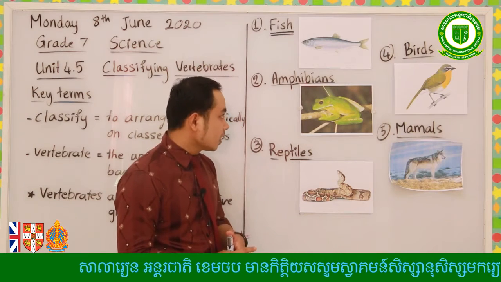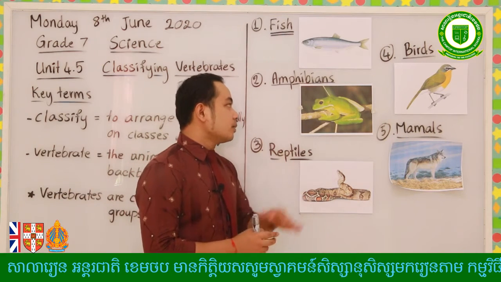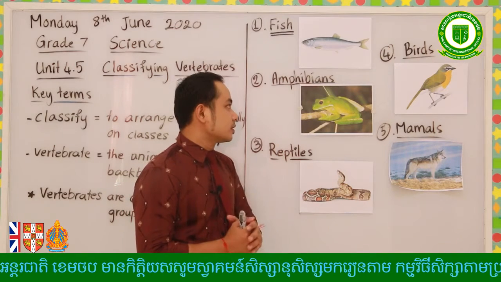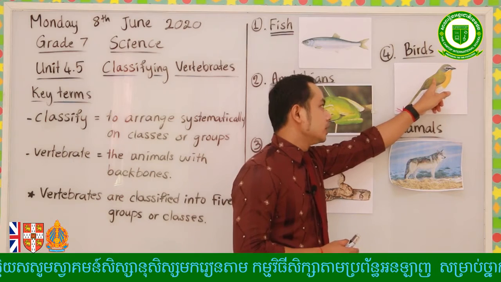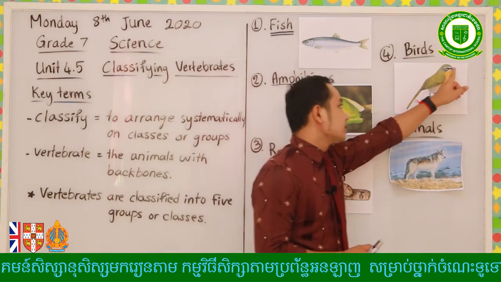Okay. Number 4, we are talking about birds. Birds also have a backbone on top right here. This is called the beak.